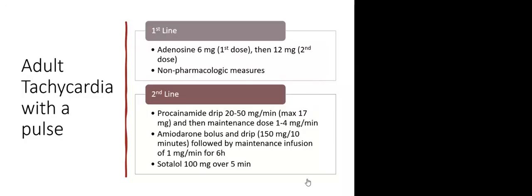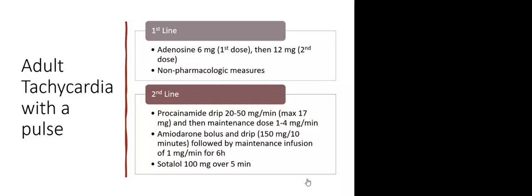For adult tachycardia with a pulse, we again need to determine: is the patient symptomatic or not? If they're not symptomatic, we tend to have a little bit of time to try some non-pharmacologic measures. With tachycardia, we have to look at the patient's rhythm to determine our course of action based on whether the QRS complex is wide or narrow.